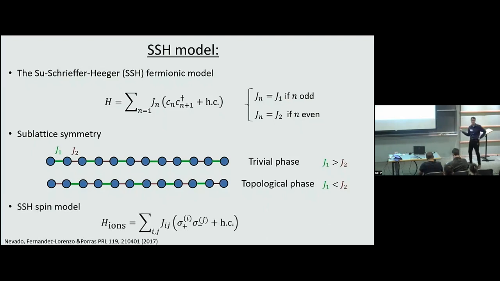Of course, we cannot realize a complete fermionic model. We can realize a spin model, and this is the spin version of this model that doesn't necessarily have to be short range, and we'll discuss what the role of the long range is here and how it affects the dynamics.